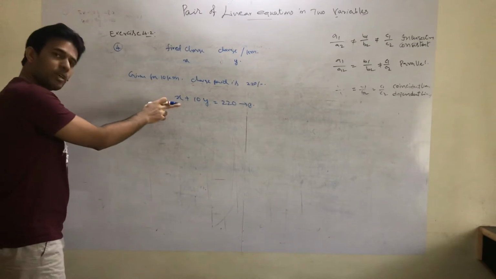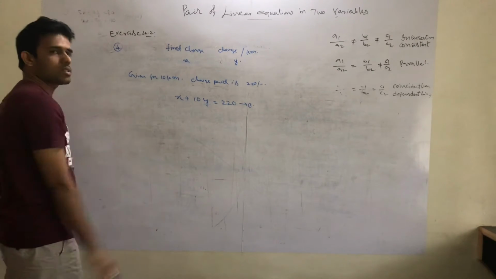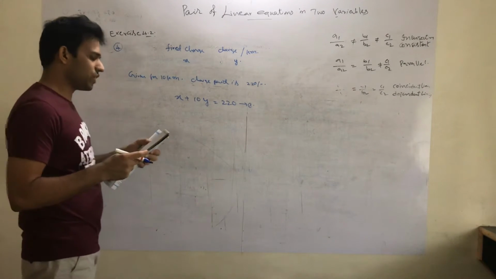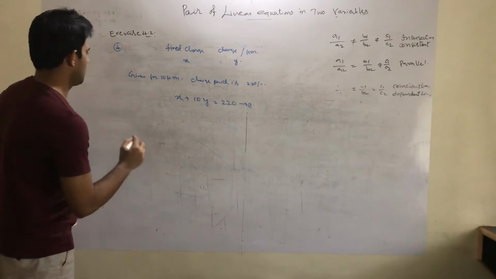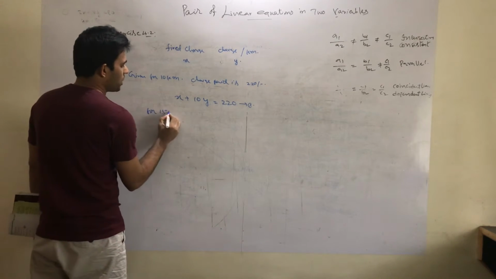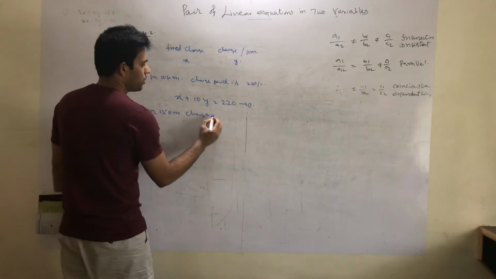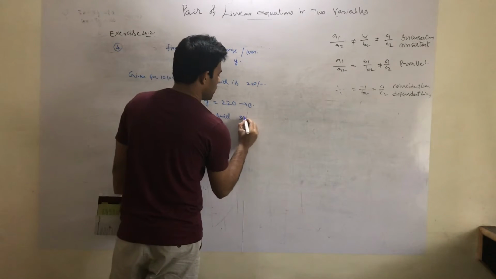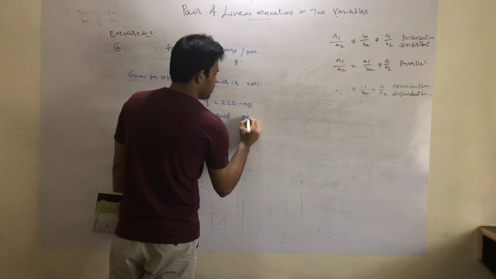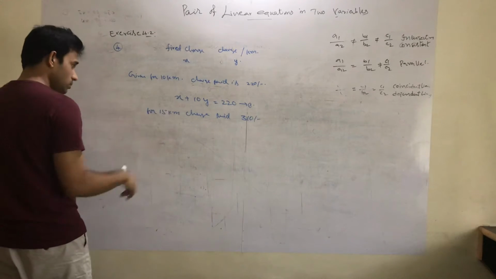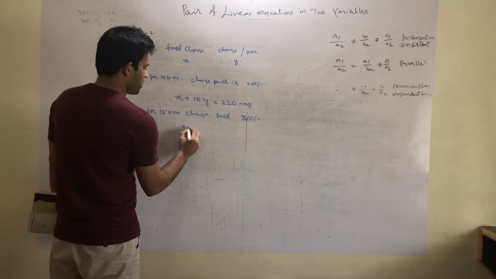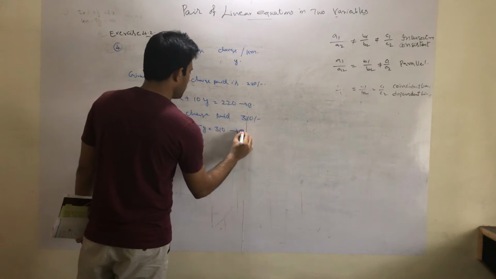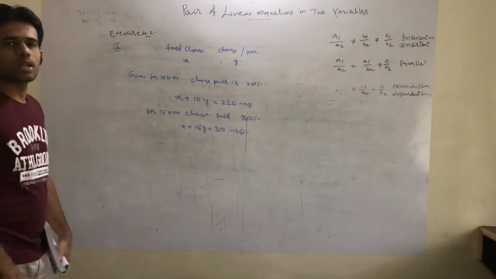This is key: there will be a fixed charge for any journey, fixed charge plus the number of kilometers into the charge per kilometer. Similarly, the other statement is that for a journey of 15 kilometers, the charge paid is 310 rupees. So the other equation is x plus 15y equals 310. This is equation number 2. Now if you solve this, you will get the answer.